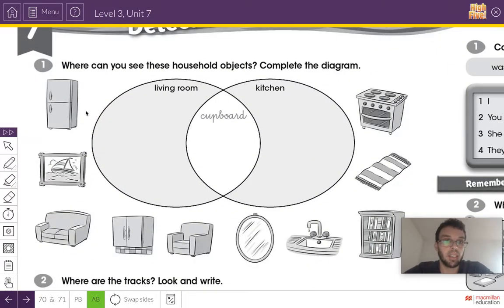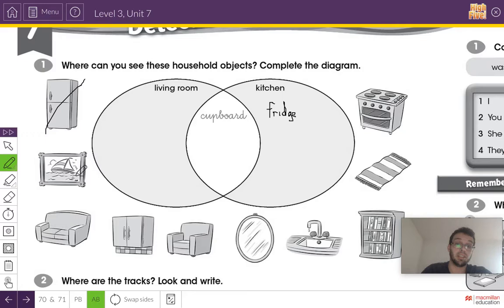Okay. So the first thing, do you remember what this is? What is this called? Now, if you don't remember, you can look in your pupils book. All right. So this thing is called a fridge. Remember? Now, do we find the fridge in the living room or in the kitchen, or both? Now we find it in the kitchen. So here I'm going to write fridge. Okay. So we can write it here like this. Fridge, good. And we can cross this off. So there's our fridge.